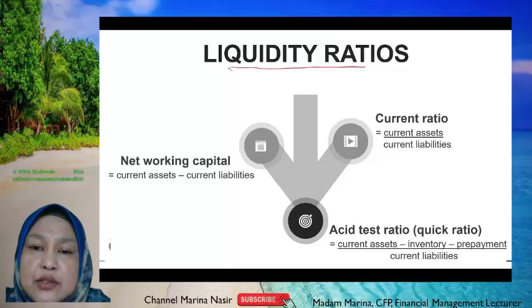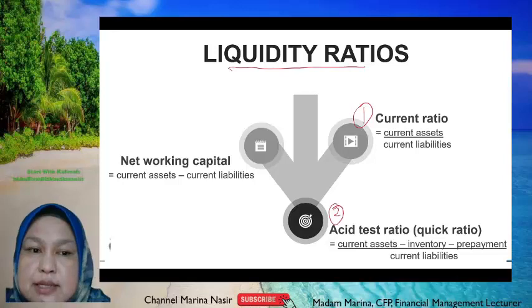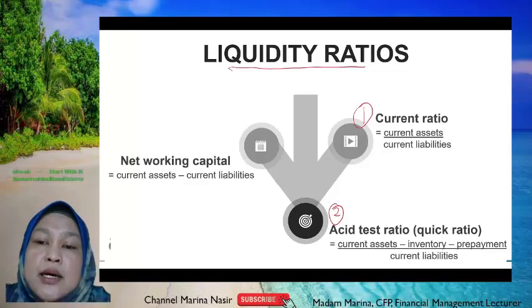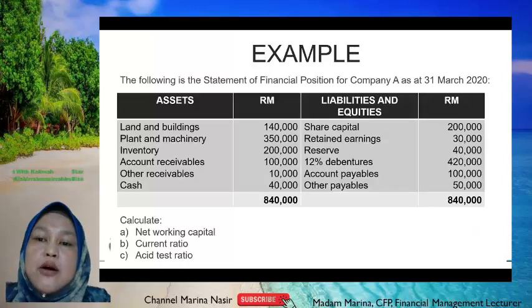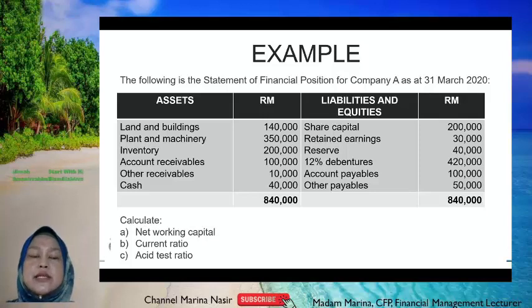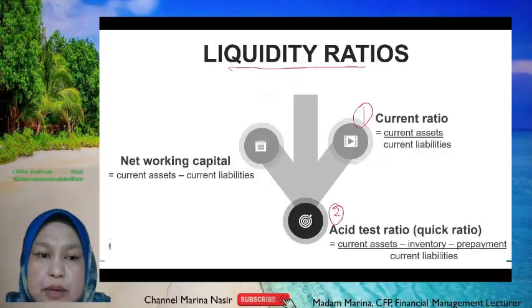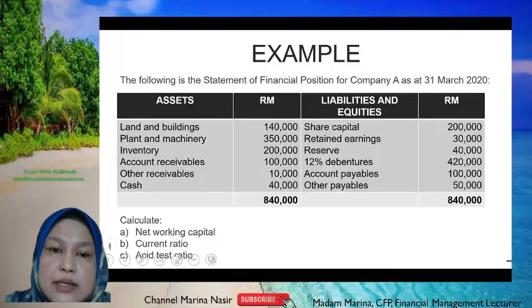We actually have two ratios. The first ratio is the current ratio. The second one is the acid test ratio. The net working capital is just a calculation of the net working capital. So we move to an example on how to calculate each ratio. You are given the statement of financial position. Now, how to calculate net working capital? Current assets divided by current liabilities. Now, where is our current asset? We have inventory, accounts receivable, other receivables, and cash. Total of this.